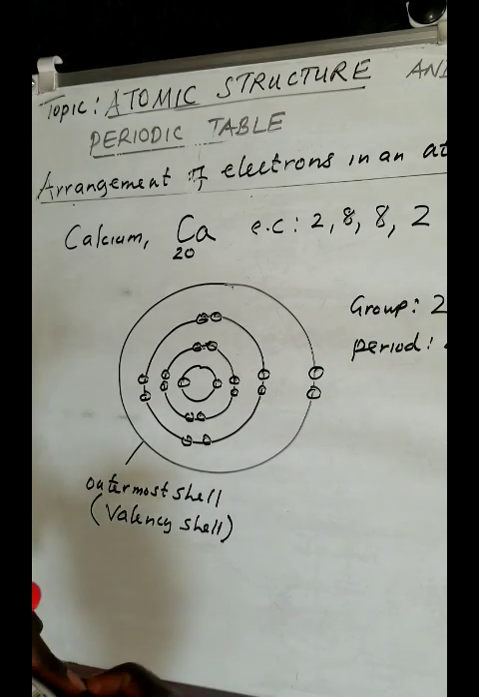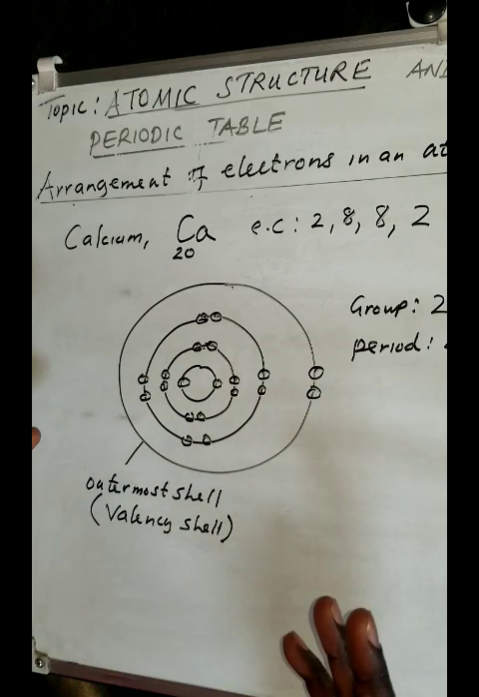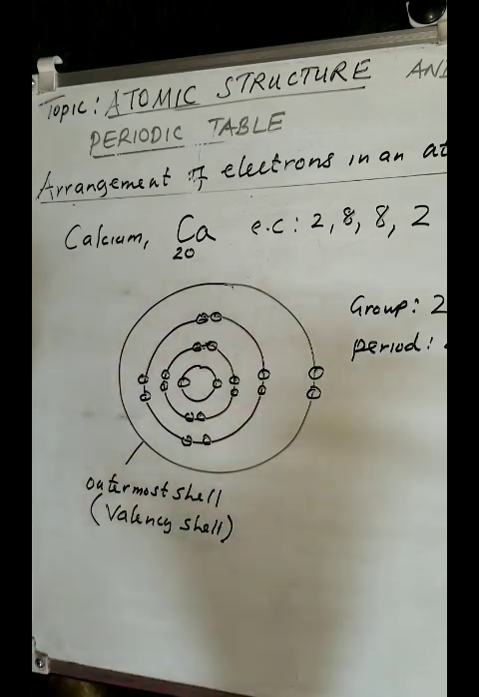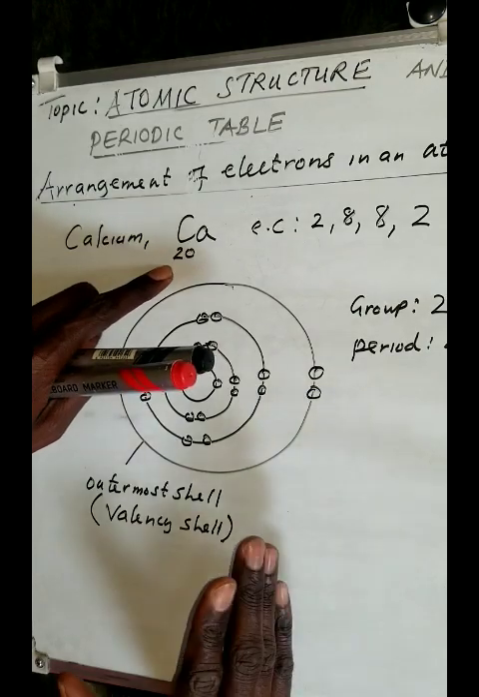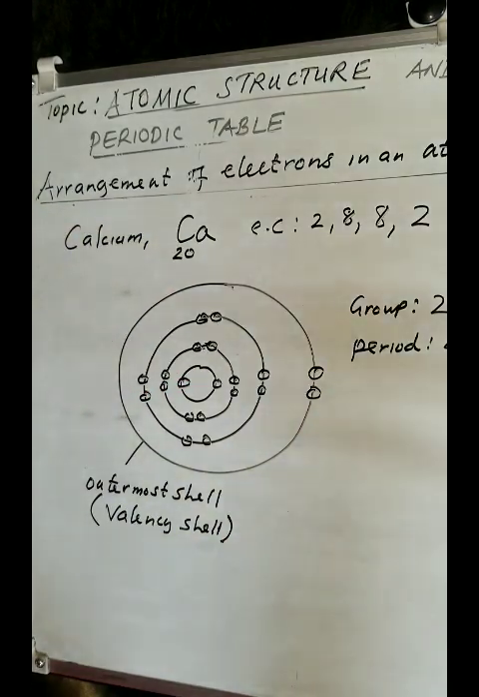In my next discussion, I'm still going to talk about the arrangement of electrons, but I'm now going to talk about, suppose you go above proton number 20, then how can you write the electronic configuration? So that's what I'm going to look at.